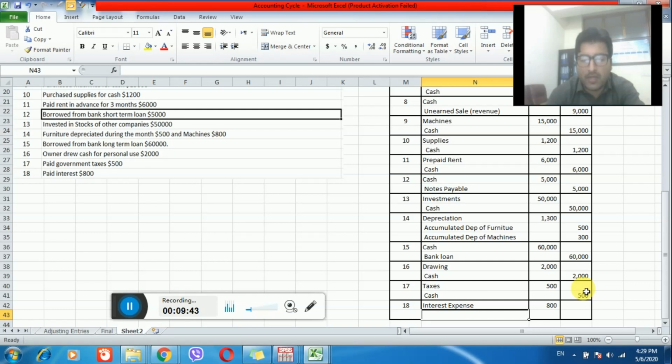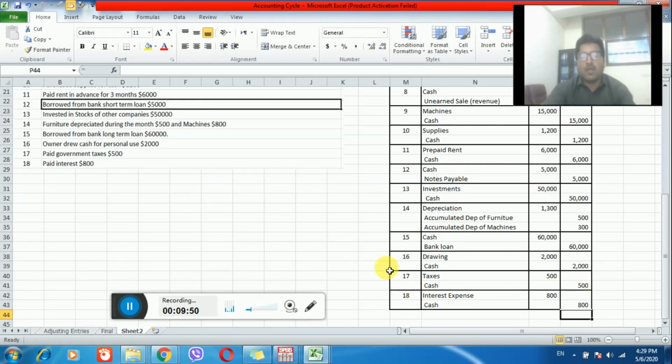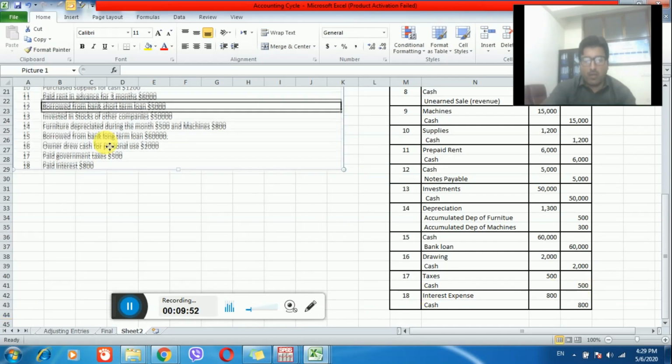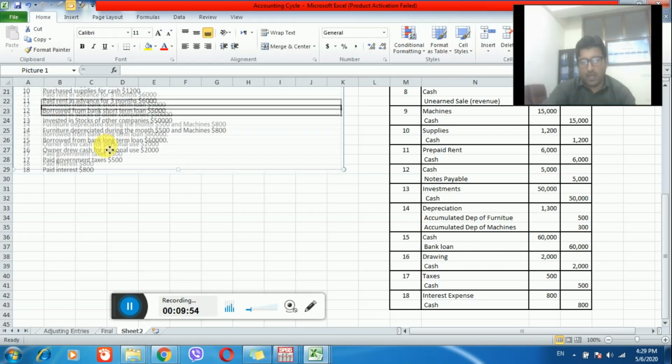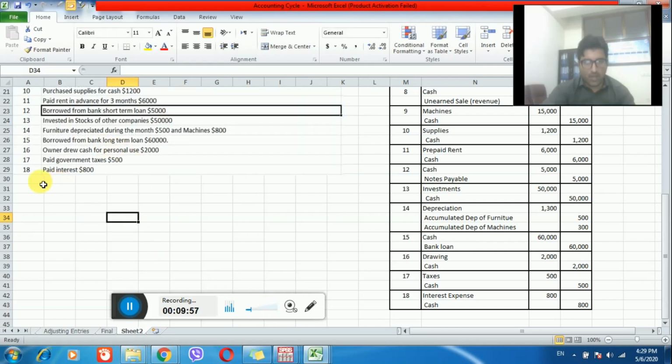So interest expense debited $800, and you have paid cash. Because you are paying cash for payment of interest, $800. So I hope you got it. You have learned what we mean by the last transaction. Okay, let me add some other transactions too.